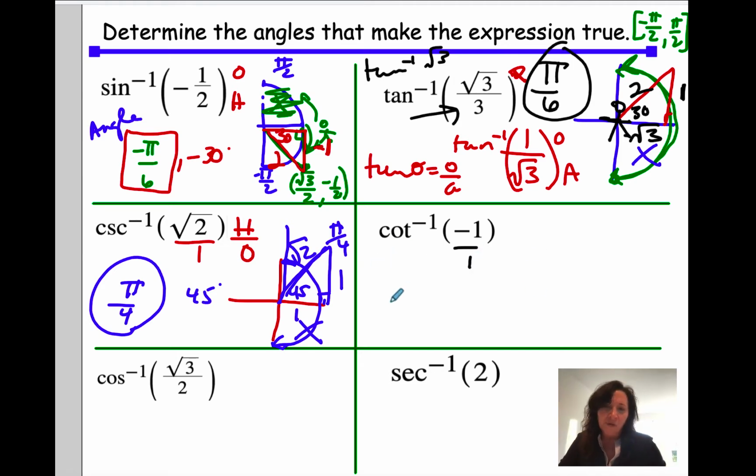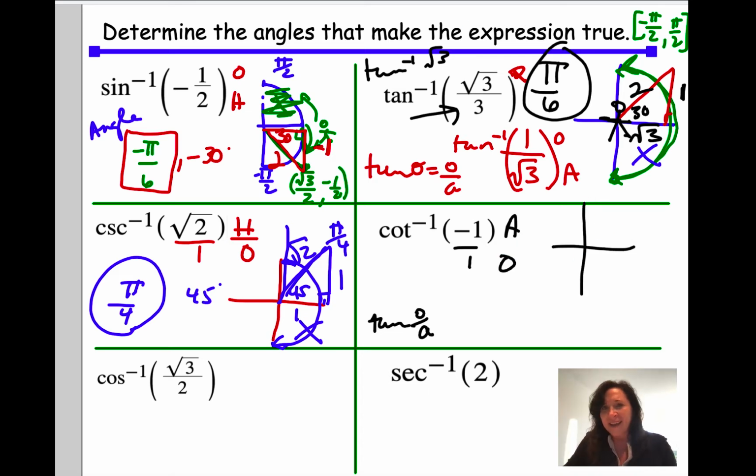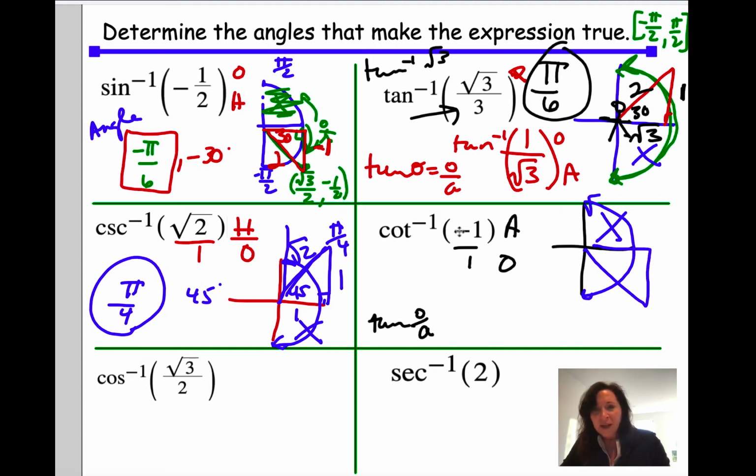Cotangent being the reciprocal function for tangent. Tangent would be opposite over adjacent, so cotangent is adjacent over opposite. So we're going to draw our graph. Again, tangent and cotangent have the same restricted domain that sine does. And so therefore adjacent, this is negative, so we're going to eliminate the first quadrant. So we know we're in the fourth quadrant.